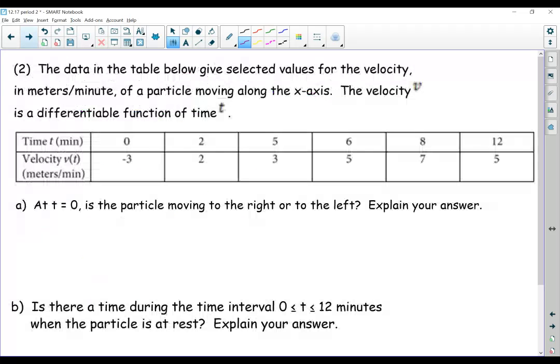Now we're going to be doing some non-calculator free response practice and some calculator free response practice, and we're going to be doing it with all the different representations of functions. So number 1 was kind of an algebraic one, starting you off. Number 2, we're going to do a numerical representation. Number 3, we'll do a graphical representation.